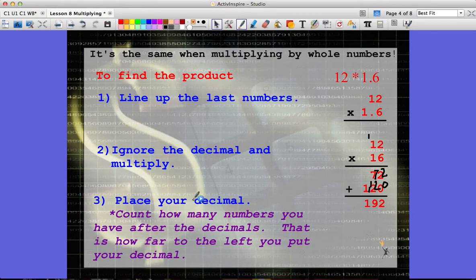But that third step is to place our decimal. Now in this case, the only number that I have after the decimal is the 6. And since the 6 is the only number that I have after the decimal, I only move my decimal one place to the left. So in this case, my answer is 19 and 2/10.